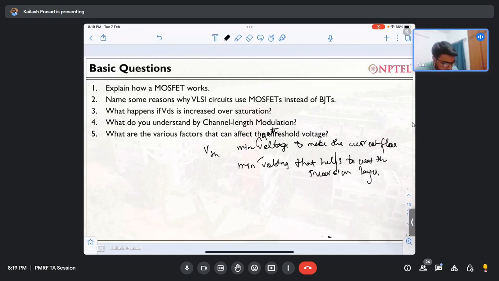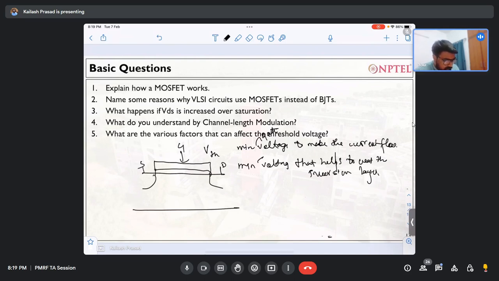So this is my MOSFET. These definitions are good, but the question is, when is it inverted? This is drain, this is source, this is gate. This is my bulk, this is my P-type, this is NMOS, with N plus regions. When P-type converts to N-type just below the surface region.